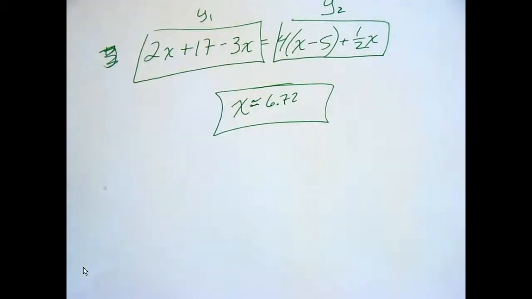Did anyone else get 6.72? I could have entered it wrong. I got 6.7, may have entered it wrong. Double check your equations there, Sarah. Okay? Any questions on using the calculator?